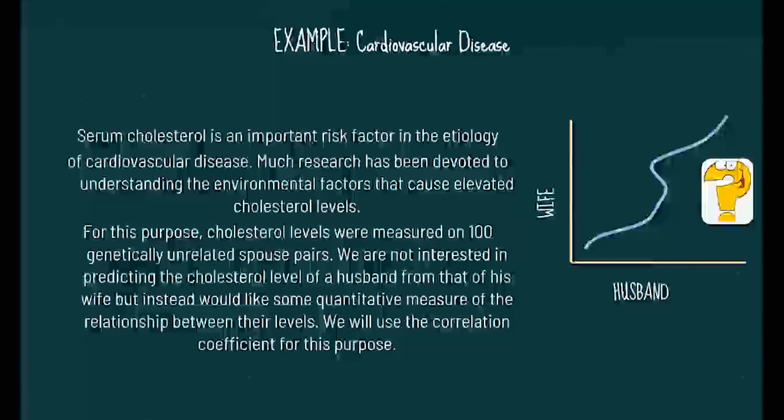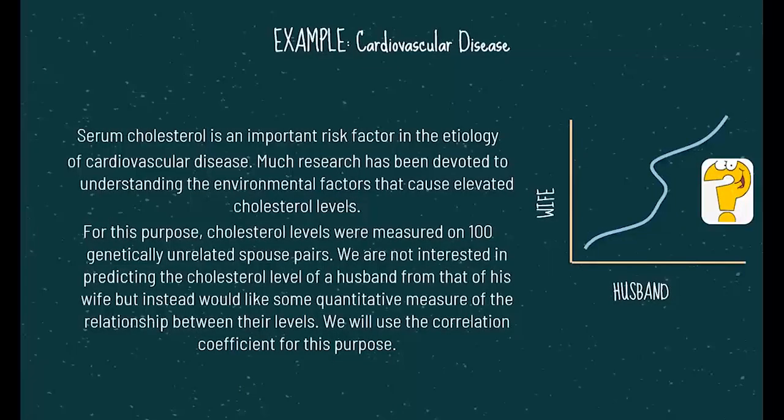So consider a situation. Here we have taken an example. Serum cholesterol is an important risk factor in the etiology of cardiovascular disease, and several research works have been devoted to understanding the environmental factors that cause elevated cholesterol levels in our blood. For this purpose, cholesterol levels were measured on 100 genetically unrelated spouse pairs, that is husband-wife pairs, and they are genetically unrelated, meaning they are taken from different families. 100 measurements have been taken.